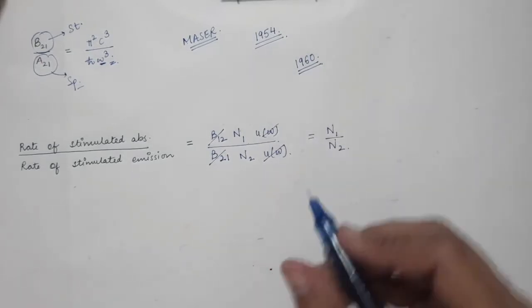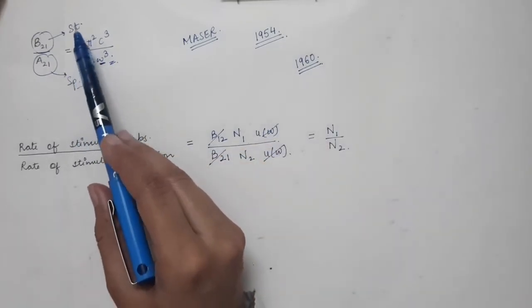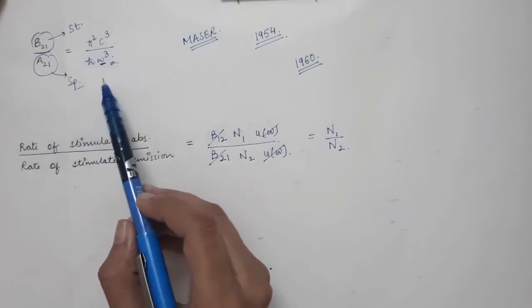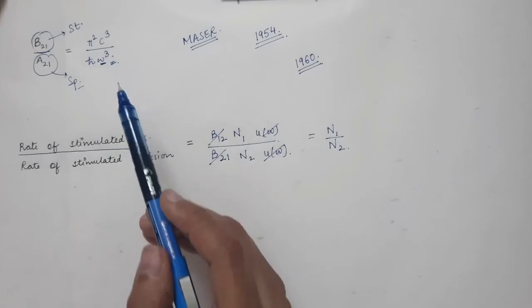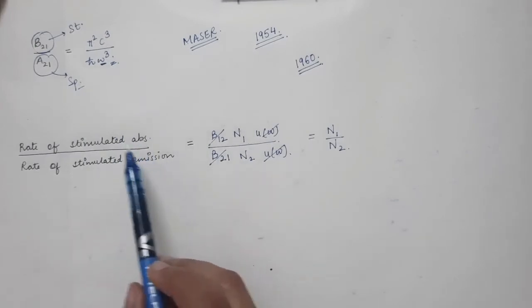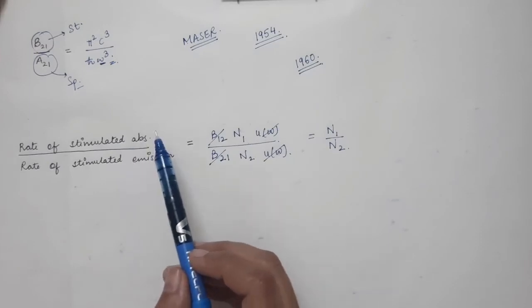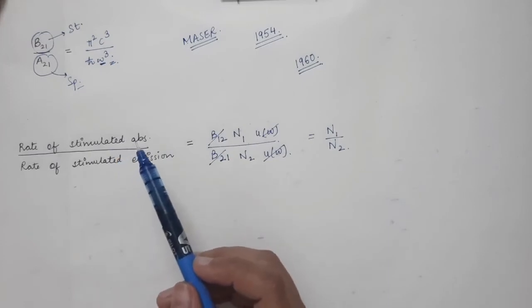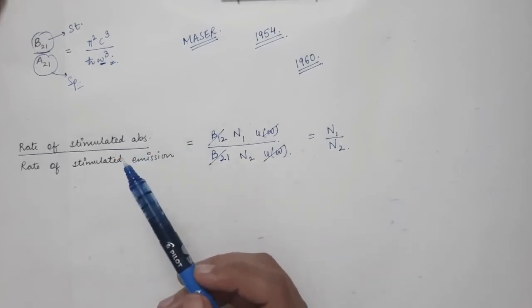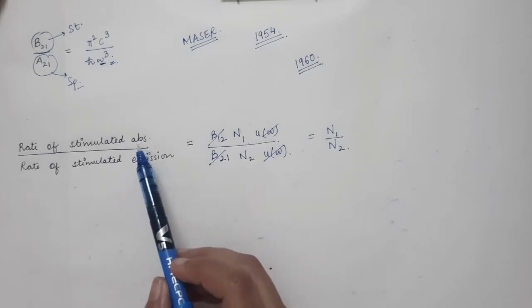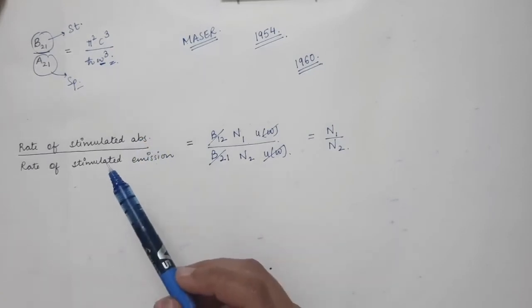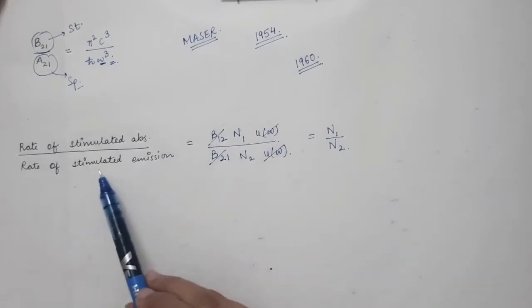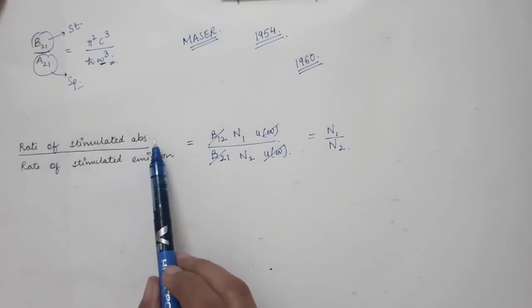So in a laser, what do we want? Firstly, we have seen that in a laser we want stimulated emission. We want a higher rate of stimulated emission as compared to spontaneous emission. But we also want more stimulated emission to occur as compared to absorption, because if more photons are absorbed, then there is no use of the laser. We want more photons to be emitted, a high intensity beam. If absorption is dominating, then there is no lasing action. So we want the rate of stimulated emission to be more than the rate of stimulated absorption.